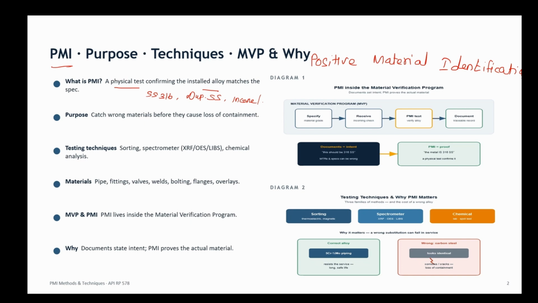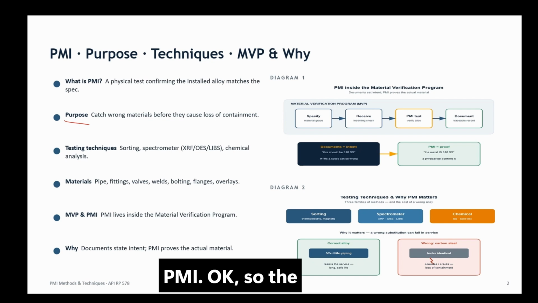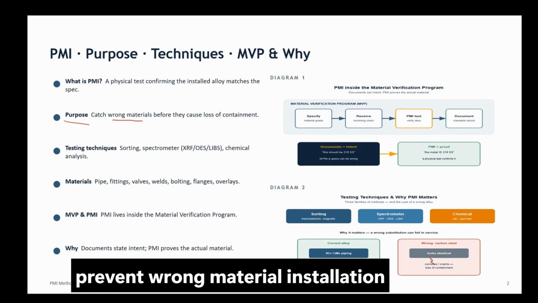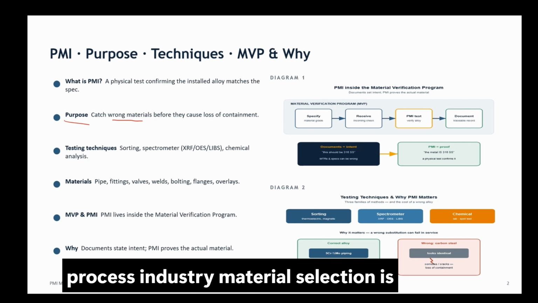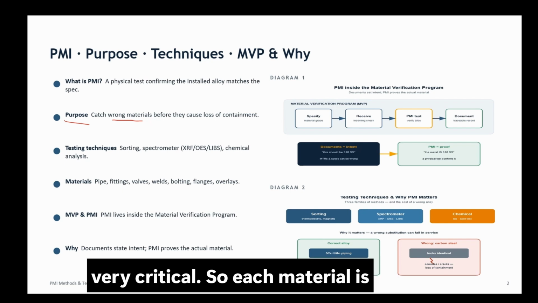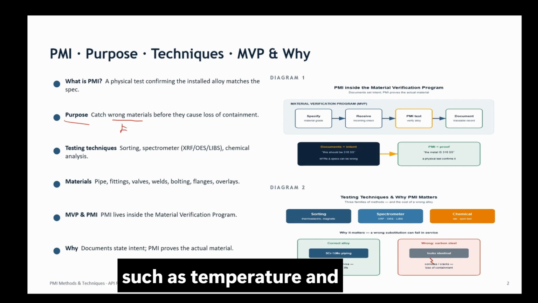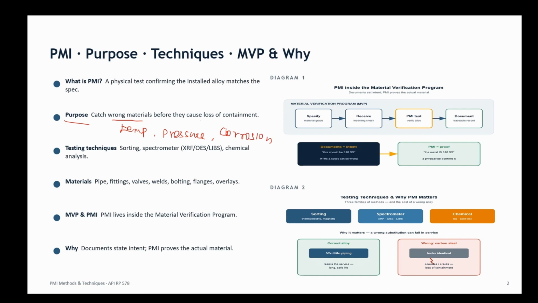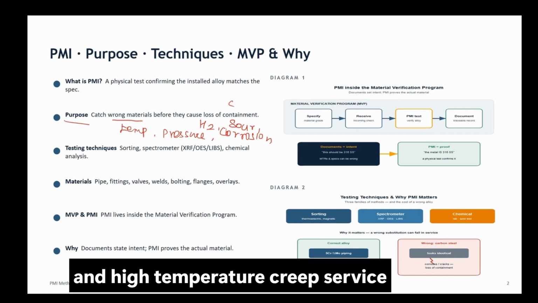Okay. Now let us understand the purpose of PMI. The main purpose of PMI is to prevent wrong material installation in oil and gas, petrochemical, refinery, and process industries. Material selection is very critical. Each material is selected based on service conditions such as temperature, pressure, corrosion, hydrogen service (H2 service), sour service, and high temperature creep service.